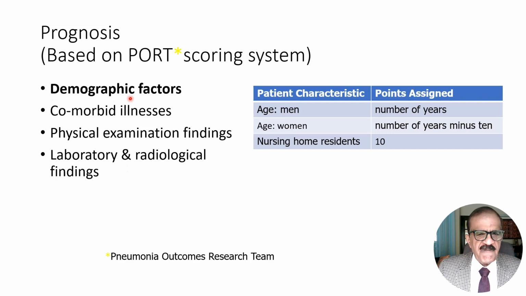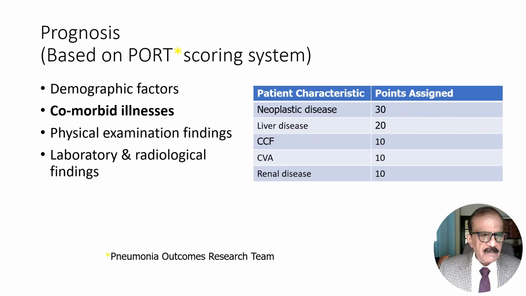First, demographic factors. If somebody is male, you just count the age, but if somebody is a woman, then you count the age minus 10. That means women of the same age tend to have a better prognosis, so they have the advantage. A 50-year-old woman is likely to have a better prognosis than a 50-year-old man. Then those who are nursing home residents score 10, meaning they have a poor prognosis.